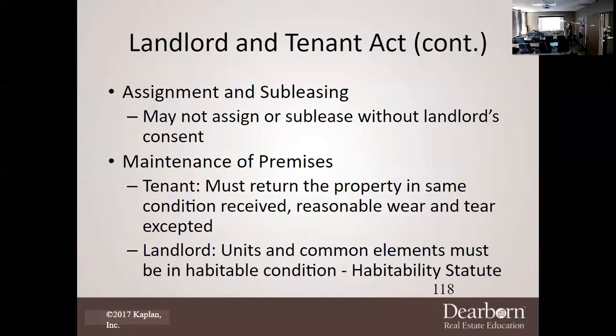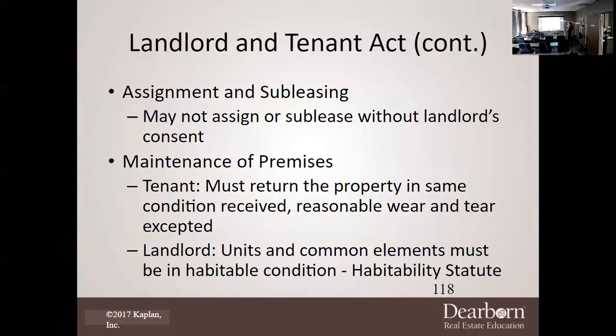Now, the maintenance of the premises. The tenant must return the property in the same condition that it's received, and reasonable wear and tear is going to be exempt. So if I rent property from Miss Leland, and I live in that property for 2 years, of course, I'm probably going to have scuff marks and little things on the wall, just wear and tear. Carpet's going to wear and all that. But if I punch a hole in the wall, what ends up happening? I got to fix it because that's not wear and tear. And if I don't fix it, she can take it out of what? Out of the security deposit.